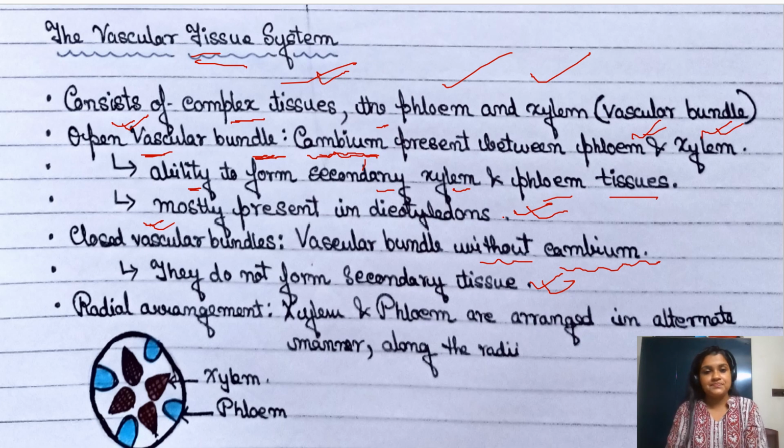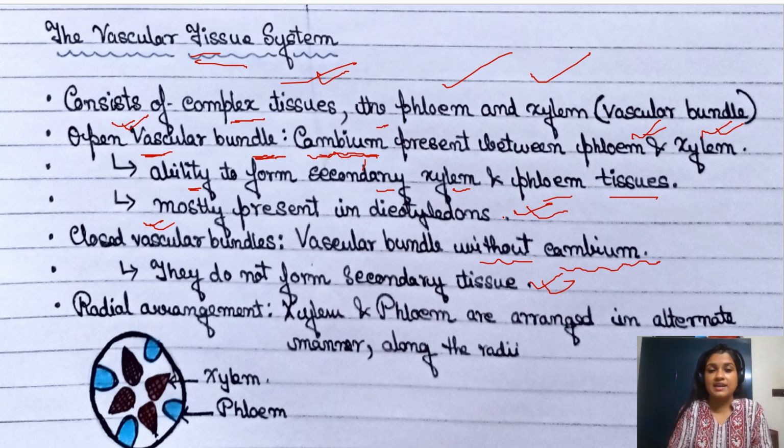ठीक है बच्चों? तो क्या हुआ? ओपन में है कैम्बियम बिटवीन जाइलम एंड फ्लोएम. Closed में there is no cambium between xylem and phloem. And in open there is presence of secondary xylem and phloem tissues, which is not present in closed vascular bundles. Open bundles are present mostly in dicotyledonous plants, and closed are present mostly in monocotyledonous plants.